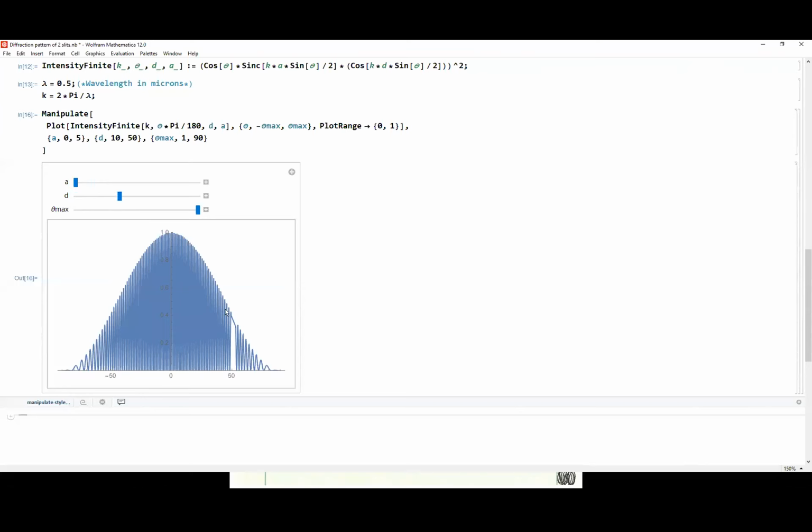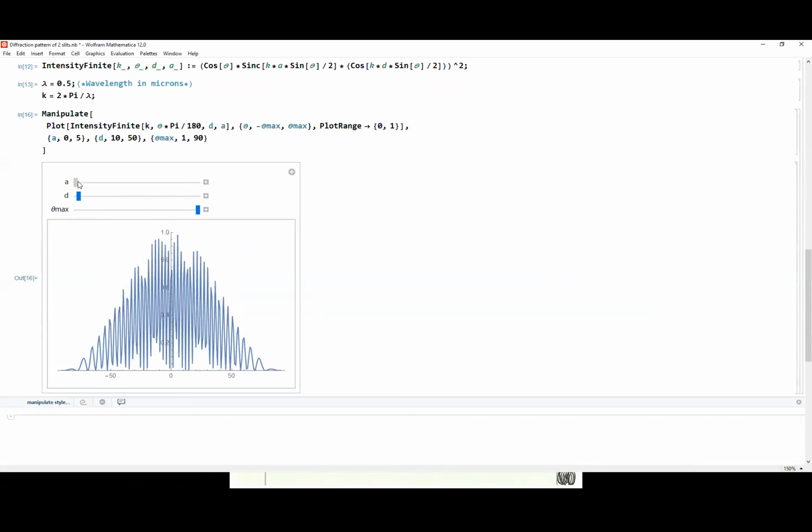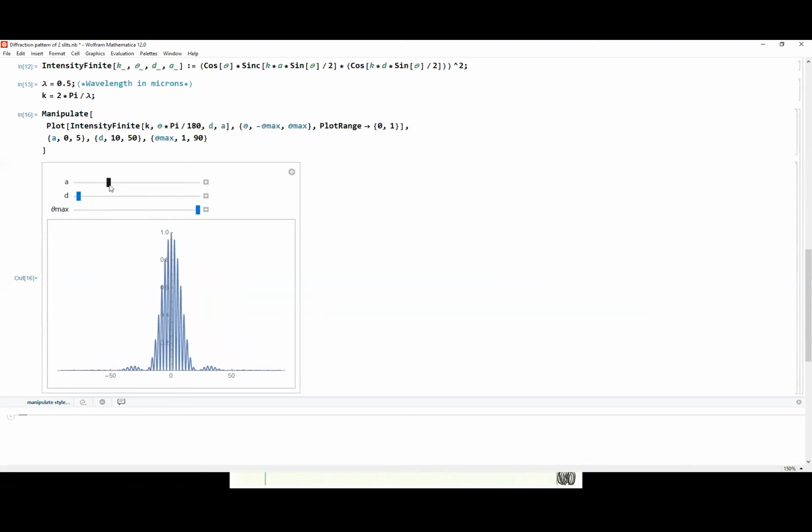If I make the spacing between the slits really large, this, by the way, is just the fact that Mathematica has a hard time doing really, really high resolution graphs unless you explicitly tell it to. If I make the spacing between the slits really large, I get that the spacing between the little peaks is very small. And if I make the spacing between the slits small, I get that the spacing between the little peaks is much larger. All right? And if I make this spacing like this, we've got an intermediate case.